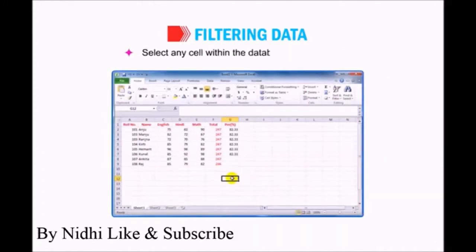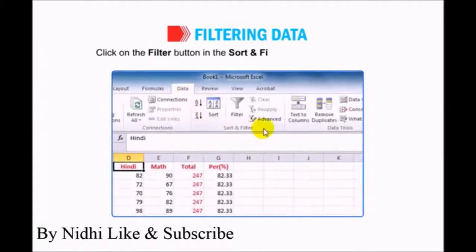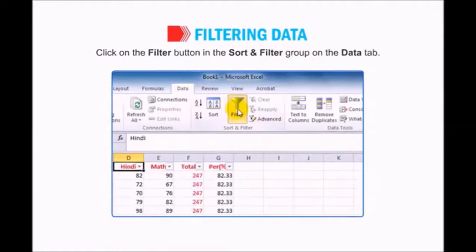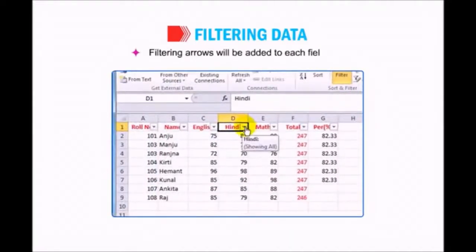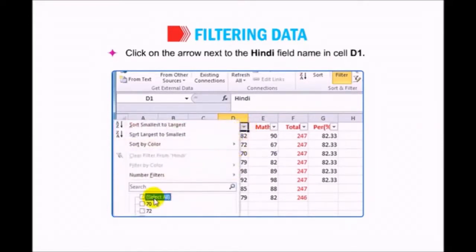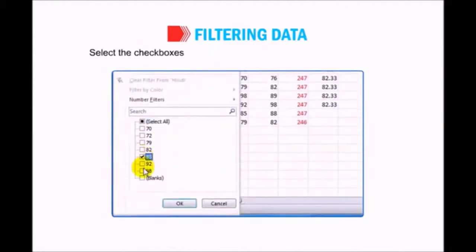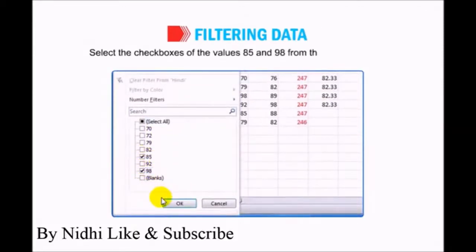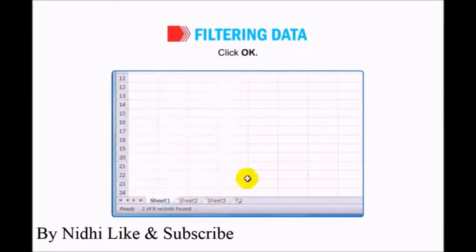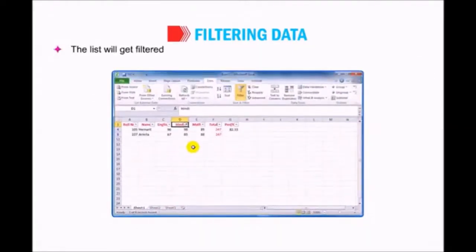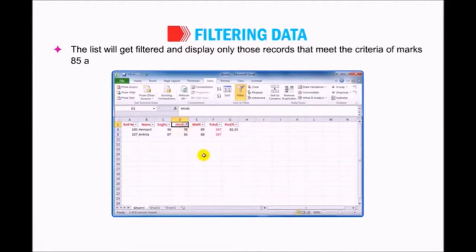Select any cell within the database range, say D1. Click on the Filter button in the Sort and Filter group on the Data tab. Filtering arrows will be added to each field name. These arrows are used to specify condition to filter data. Click on the arrow next to the Hindi field name in cell D1. Select the checkboxes of the values 85 and 98 from the drop-down list. Click OK. The list will get filtered and display only those records that meet the criteria of marks 85 and 98.